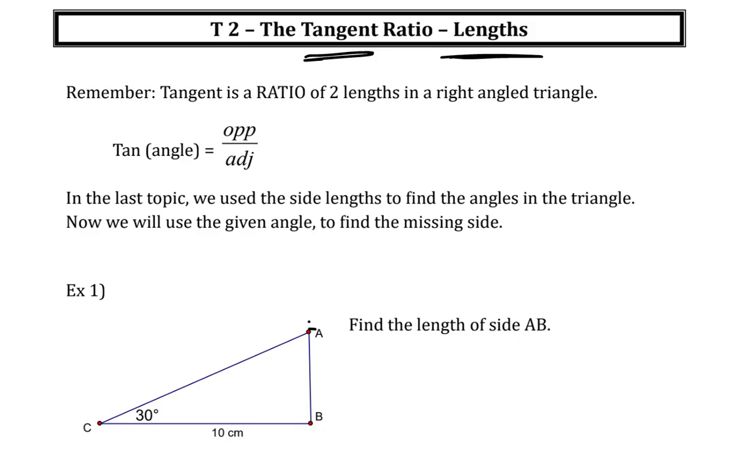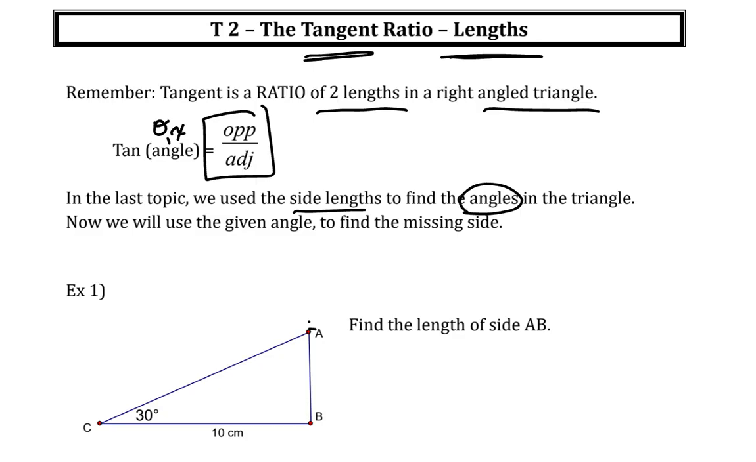So just from last lesson, remember that the tangent is a ratio of two lengths in a right angle triangle. Remember, it always has to have 90 degrees. And the tan of some angle, sometimes we use theta, or sometimes we use x or some other letter, is always going to be opposite over adjacent. In the last topic, we used side lengths to find angles in a triangle. Now we're going to be given an angle, and we're going to find the missing side.